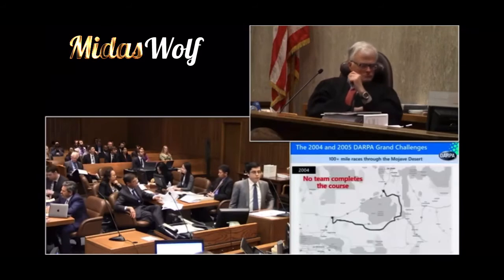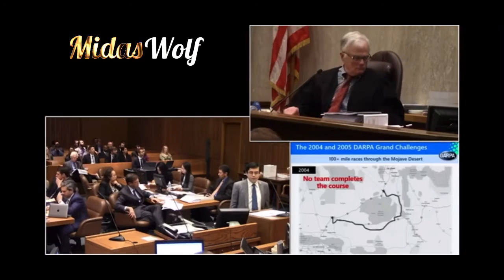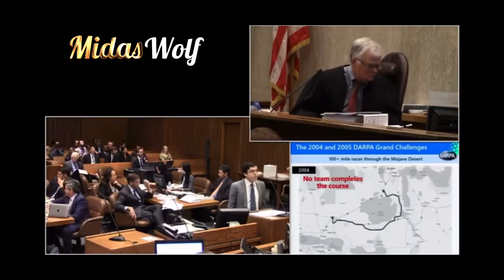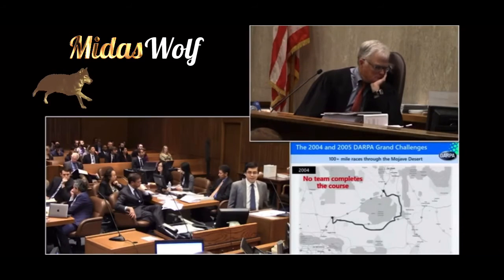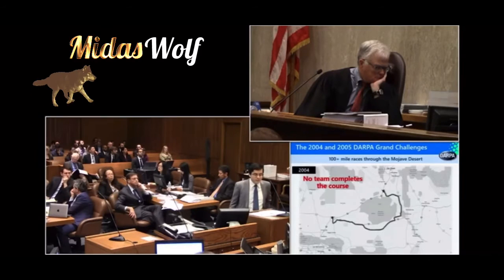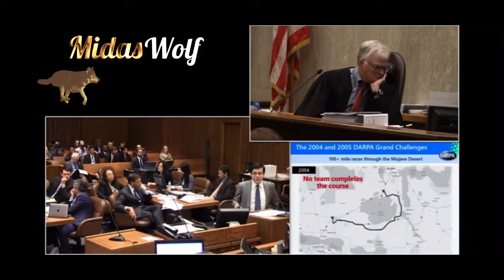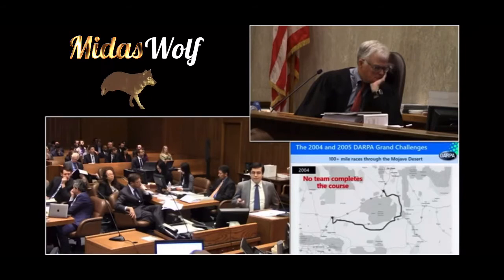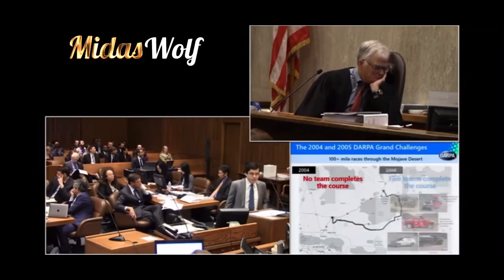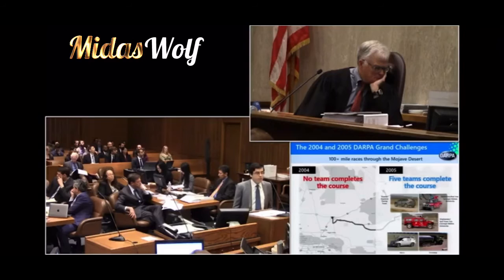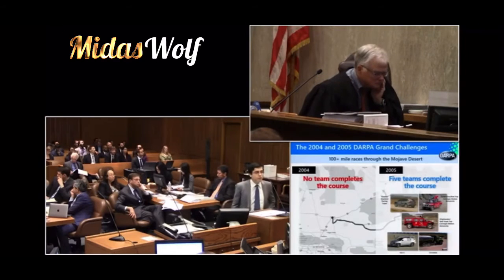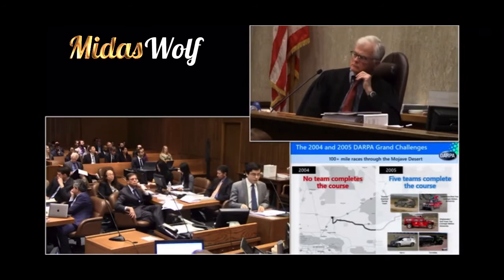So in 2004, the first course took place in the Nevada desert, and no team was able to complete the course despite the relatively simple nature of the challenge, being in a desert and not too many obstacles around. Now, DARPA doubled the reward, and in 2005, the challenge had a $2 million prize, and 5 teams completed the course. The Stanford team won, and the Stanford team was led by Sebastian Thrun, who later went on to found and lead the self-driving car project at Google.